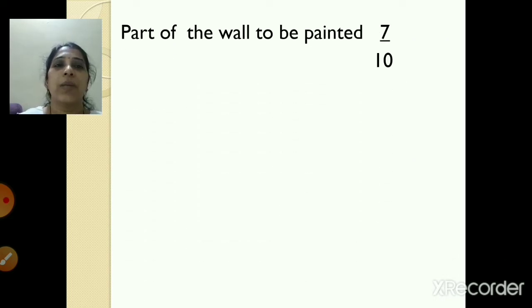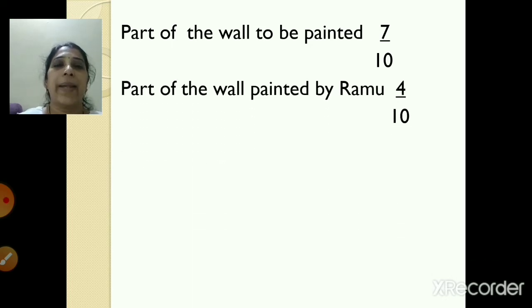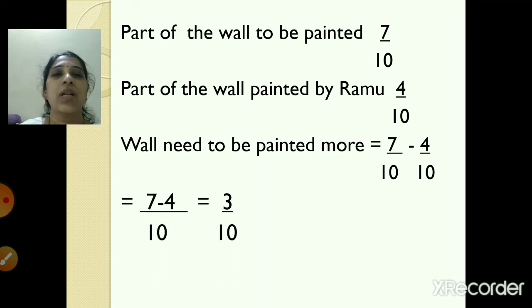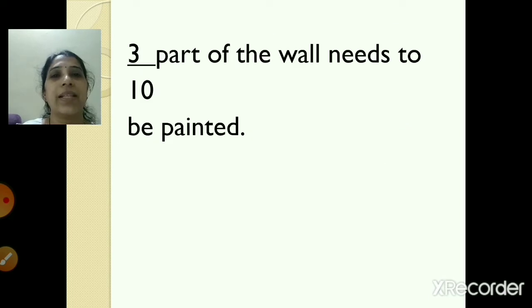So let's frame the statements. Part of the wall to be painted is 7 upon 10 and part of the wall painted by Ramu is 4 upon 10. So the wall needs to be painted more is equal to 7 upon 10 minus 4 upon 10. So you will keep the denominator as it is, right? So 10 will be the common denominator. So 7 minus 4 upon 10. 7 minus 4 is 3. So your answer is 3 upon 10. So you will write the final statement as 3 upon 10 part of the wall needs to be painted.